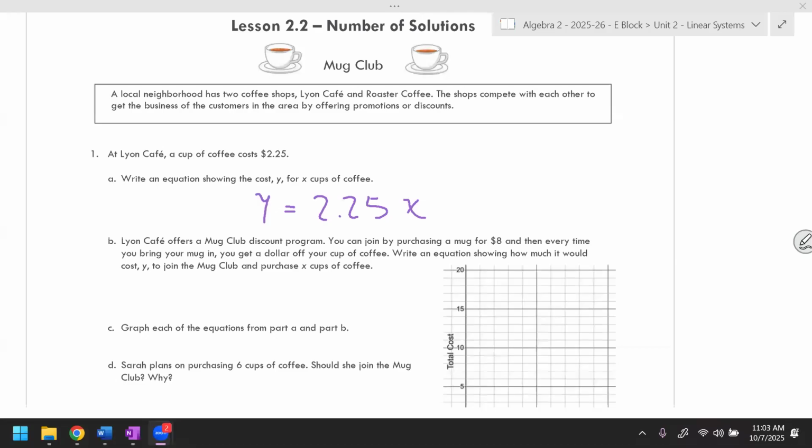For the sake of the people at home, we're working with coffee shops, Lyon and Roaster. They're competing with each other to get the business of customers. And at Lyon, a cup of coffee costs $2.25. So we figured that the equation y equals 2.25 times x is the cost of x cups of coffee, if y is the cost.